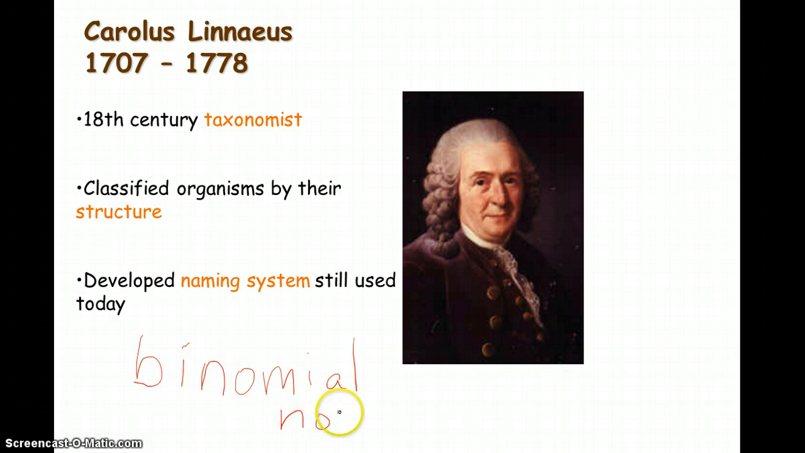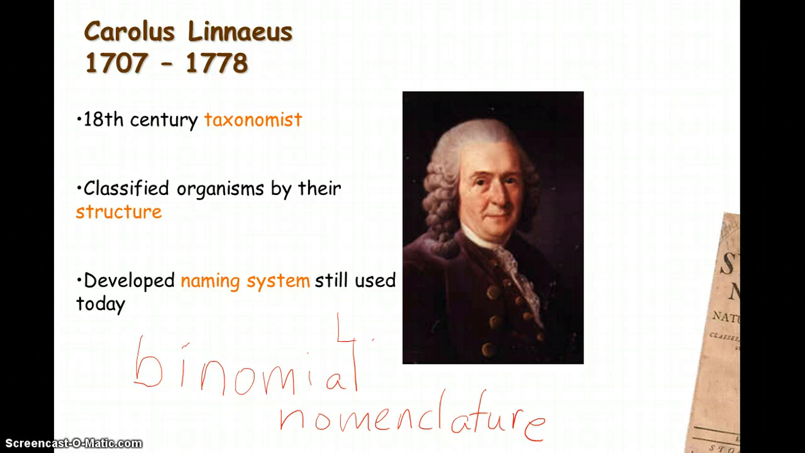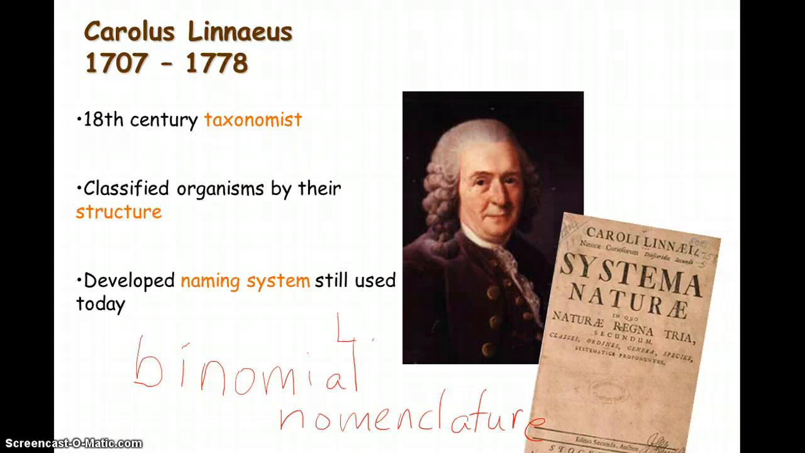Binomial nomenclature is the technical word we use for the classification system that we use today. This system was developed by Linnaeus over 300 years ago. You'll often see his name, or the capital letter L, used after a species name, meaning that it is a name that Linnaeus gave the species.